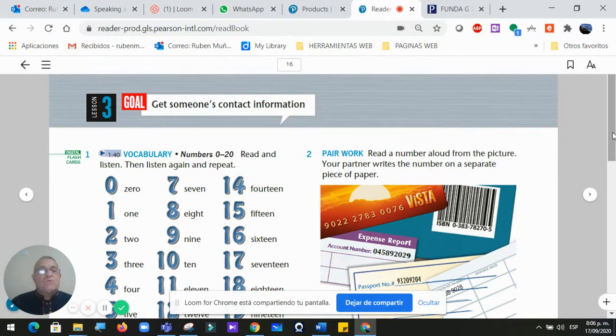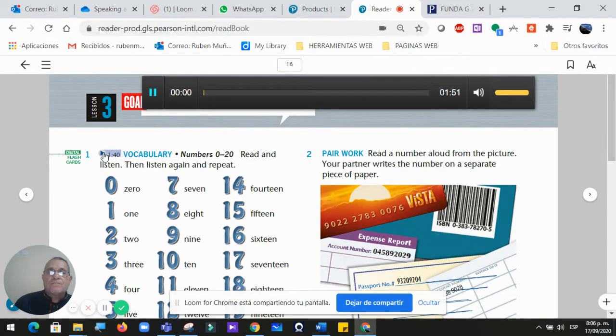First, we need the vocabulary for numbers from 1 to 20. Check it out. Let's see. Read and listen.